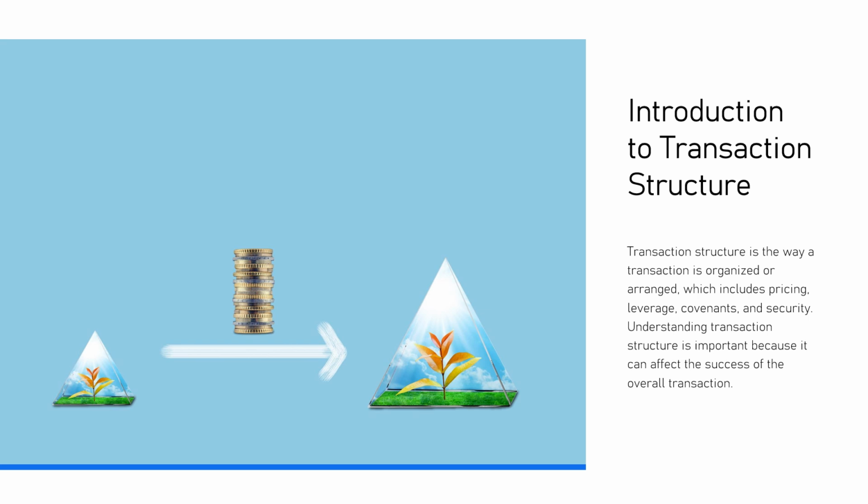Introduction to transaction structure. Transaction structure is the way a transaction is organized or arranged, which includes pricing, leverage, covenants, and security. Understanding transaction structure is important because it can affect the success of the overall transaction.